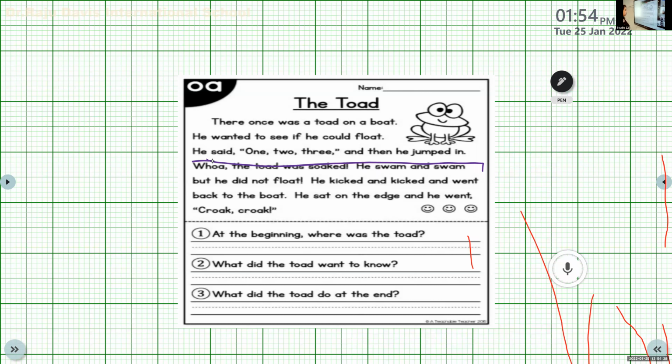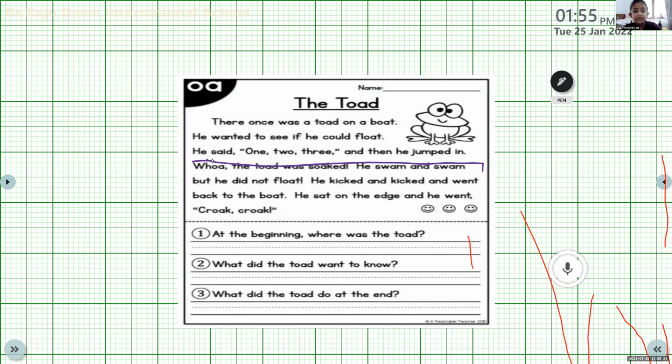The toad. There once was a toad on a boat. He wanted to see if he could float. He said one, two, three. He jumped in.